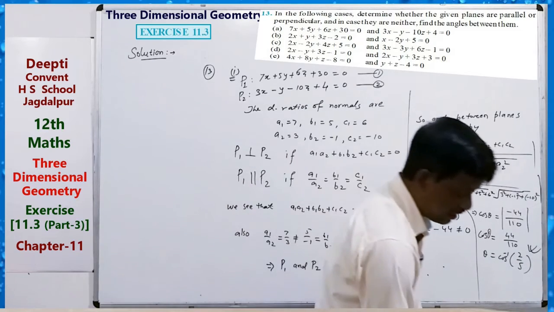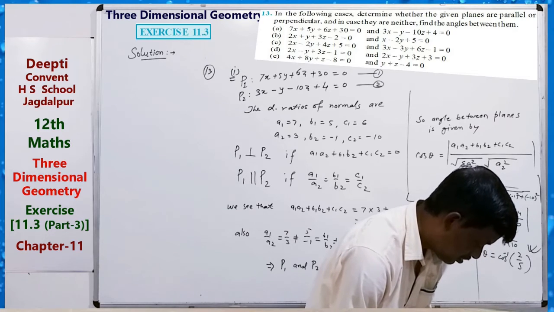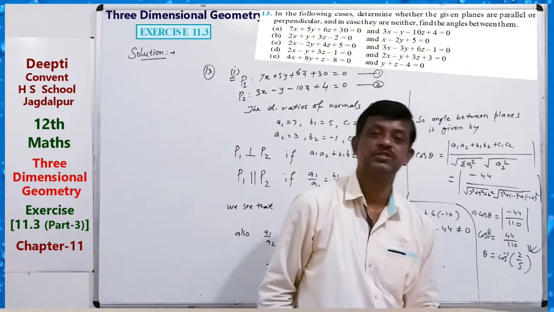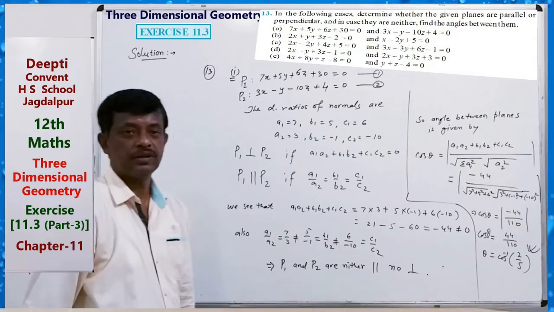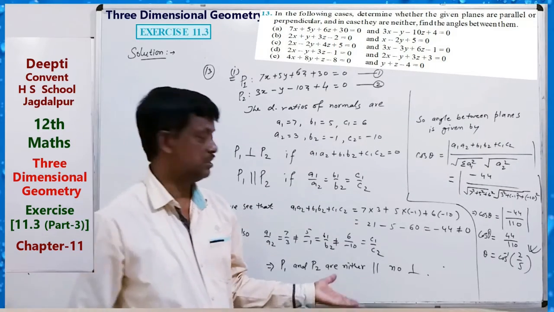Clear? So the first angle is cos inverse 2 by 5. Just try one by one and you can get the result.